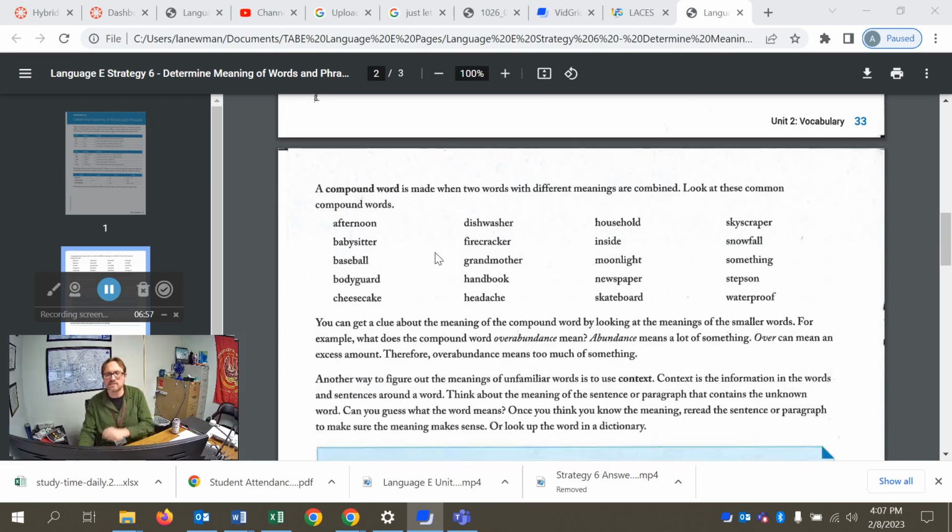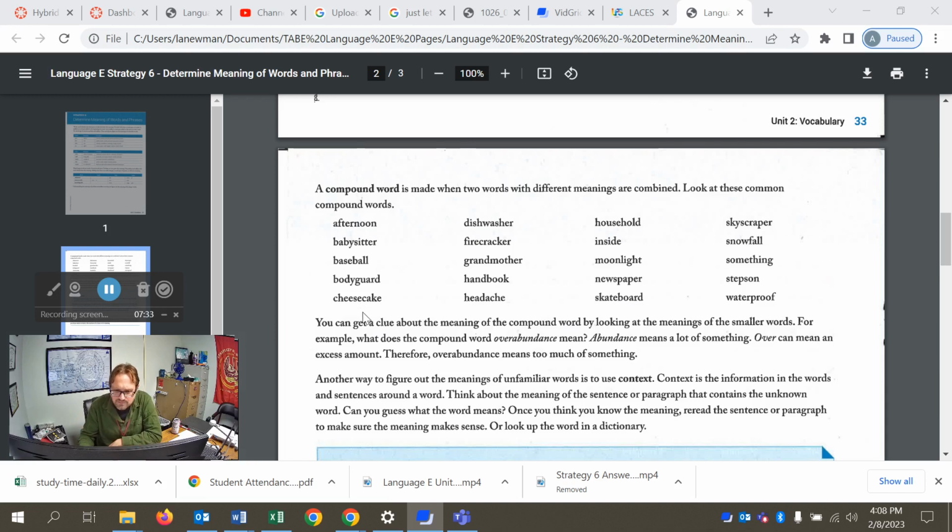Okay, a few more strategies here. There's also what we call compound words, and these are not necessarily prefixes or suffixes, but rather two root words that have been put together, like afternoon. I'm not going to break down the meaning of all these because I assume that you do. But babysitter is made of baby and sitter. Firecracker is made of fire and cracker. Newspaper, news, and paper. So, determining the meaning of both roots can help you determine the meaning of the word as a whole.